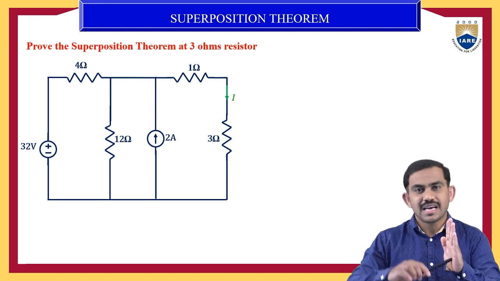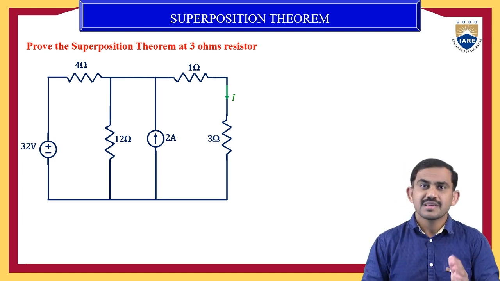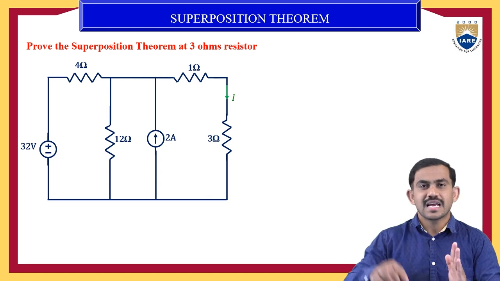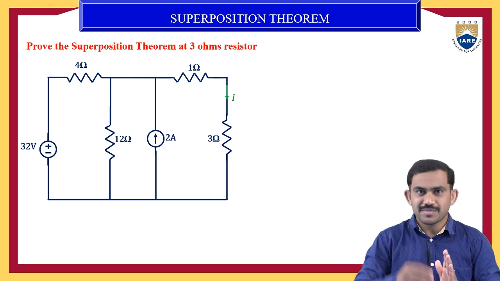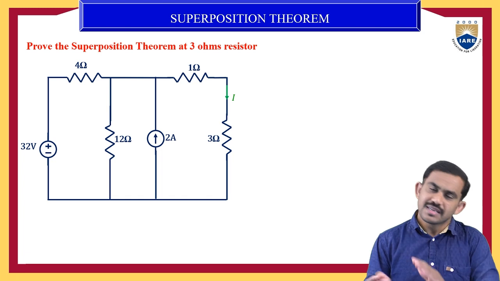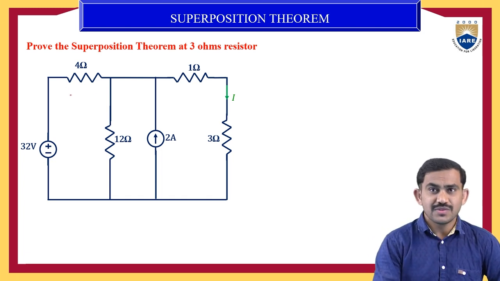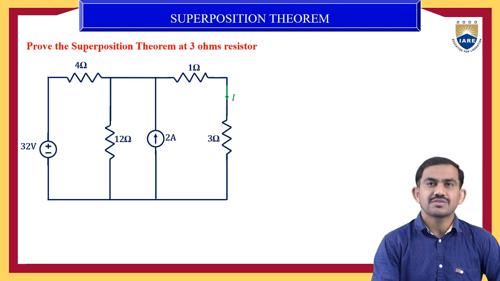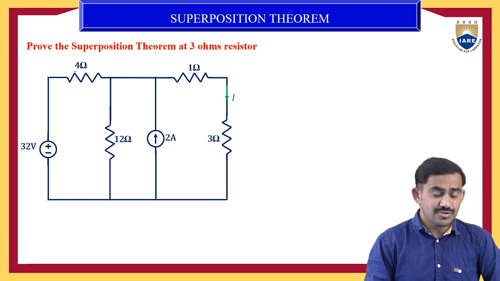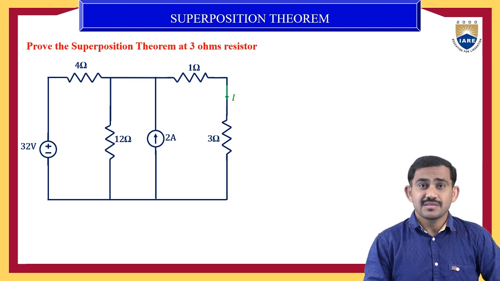A voltage source in series with a resistor can be converted to a current source in parallel with the same resistor. That is source transformation, and the reverse also works. Now here is the voltage source in series with 4 ohms. I can convert it to a current source in parallel with the same resistor.